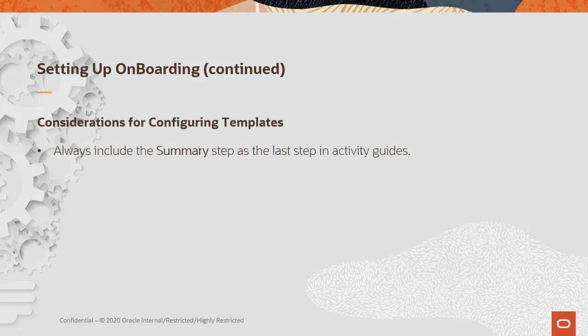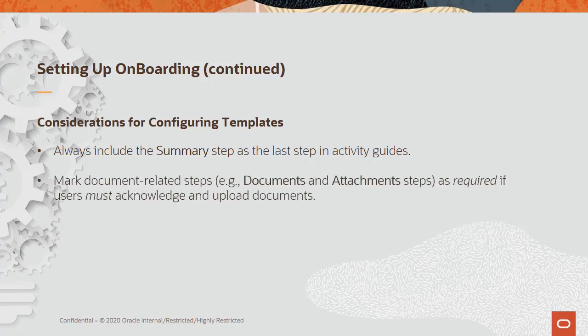A few reminders when you configure templates for onboarding. Always include the summary step as the last step in the activity guide process. That way, new hires can review their progress easily and mark their activity guides complete when they're ready. If there are documents that new hires must read, sign, or provide to the system as part of the onboarding process, mark the corresponding document steps as required when configuring their attributes. We'll talk a little bit about document configuration later in this topic.